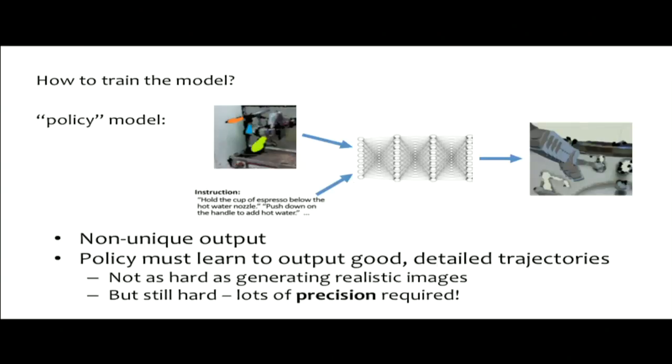And the second is that a trajectory isn't just a single action. It's a sequence of actions, and these need to be fairly detailed in that you need to be able to actually get up close to the object and be fairly precise with how you place the object. It's an open loop trajectory rather than being a closed loop feedback system where the robot can actually adapt to its current observation. And going back to the model case, this isn't as hard as generating realistic images, but it's still a very hard problem.